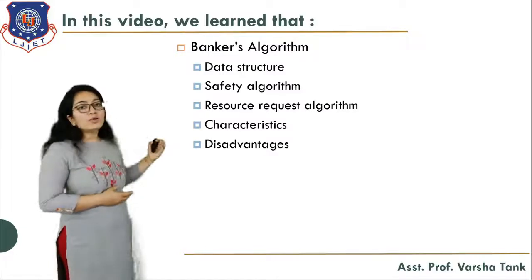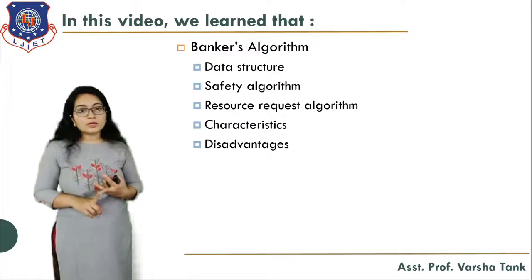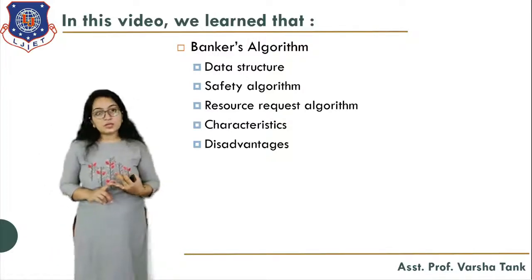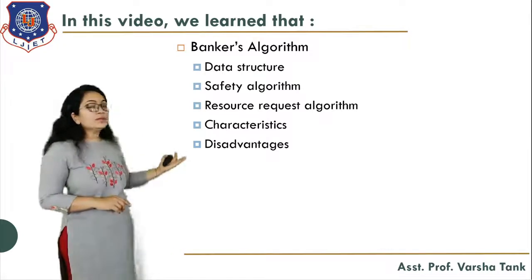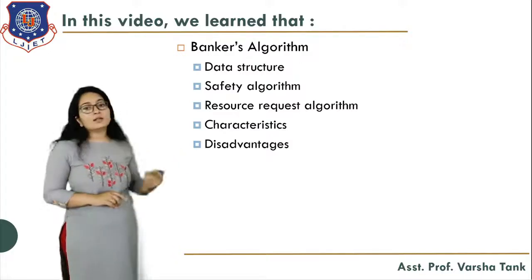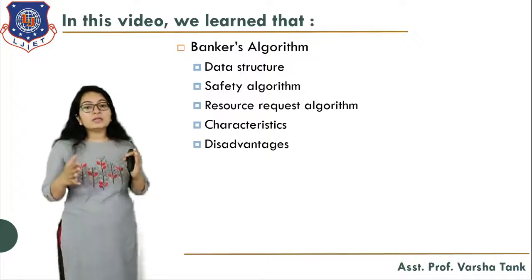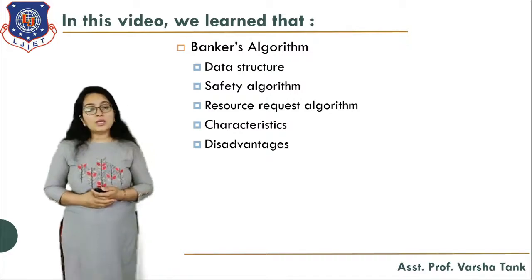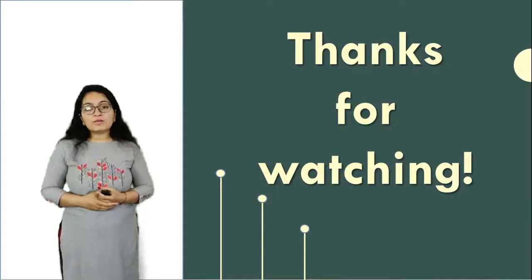In this video, we have learned what the banker's algorithm is. We have seen the data structures of the banker's algorithm, and the two algorithms that are part of it: the safety algorithm and the resource request algorithm. After that, we have seen the characteristics and the disadvantages of the banker's algorithm. In the next lecture, we will see examples of the banker's algorithm for a single resource and for multiple resources. The remaining interesting topics we will cover in the next lecture.